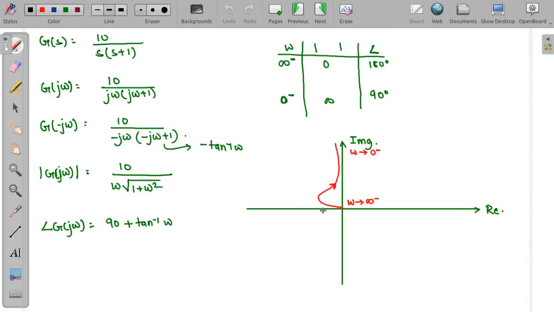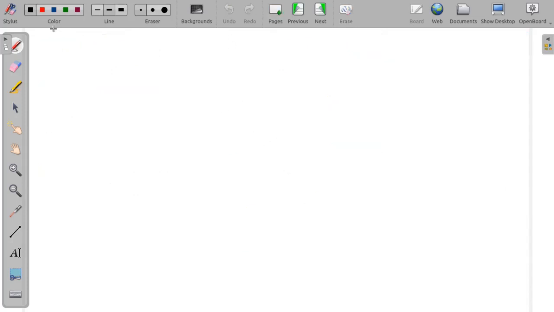Now basically we have to calculate for section 3. So G(s) is equal to what? It is equal to 10 divided by s plus 1. Okay, so this is our G(s). So now you can see, if I put G of j omega over here, okay, fine, I don't need to calculate it now.